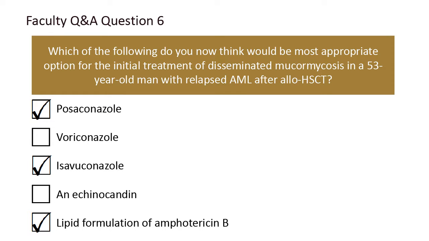So our last question is, which of the following do you now think would be the most appropriate option for the initial treatment of disseminated mucor? POSA, VORI, isavuconazole, an echinocandin, or a lipid formulation of amphotericin. Okay, the majority have voted for lipid formulations, and isavuconazole and posaconazole were somewhat less.